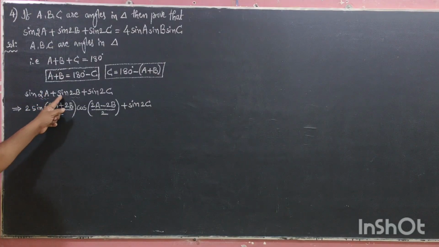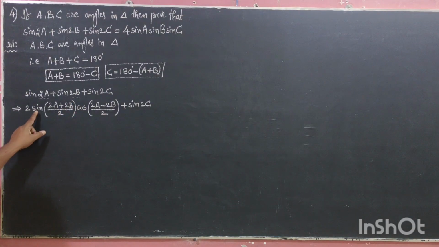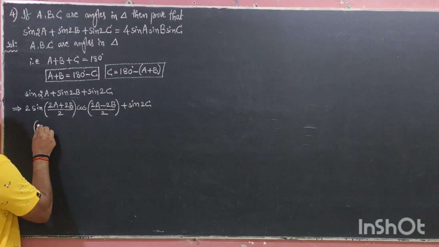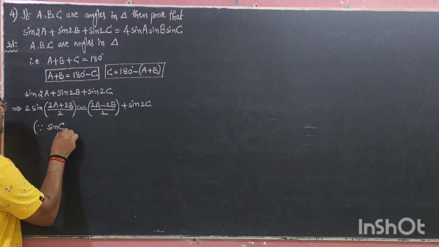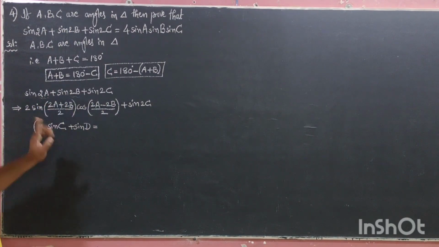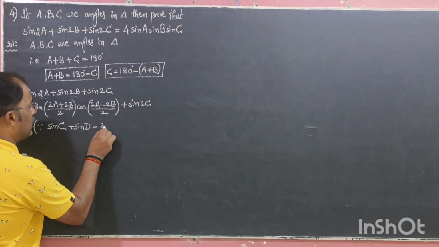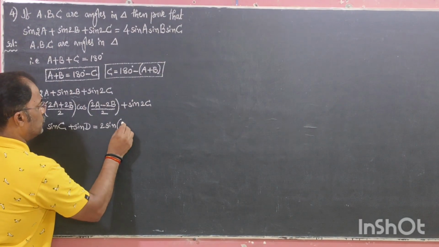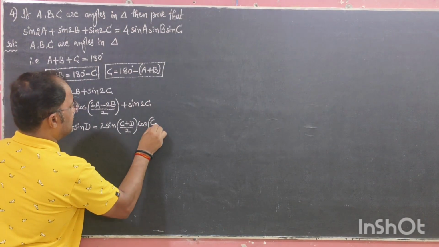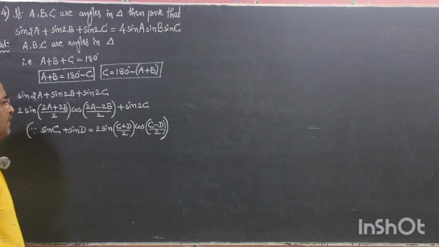Clear? The sin C plus sin D formula: capital C value is 2A and capital D value is 2B, so we get 2 sin of (C plus D) by 2 into cos of (C minus D) by 2. This is the formula.